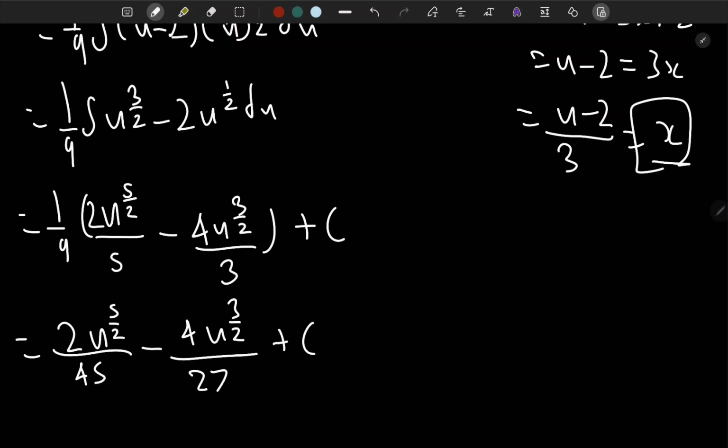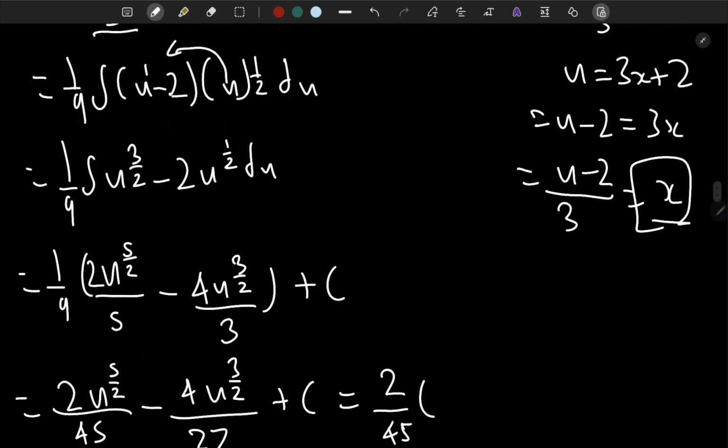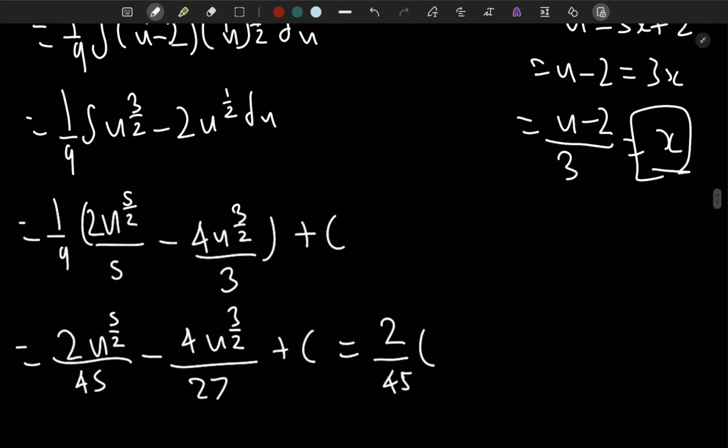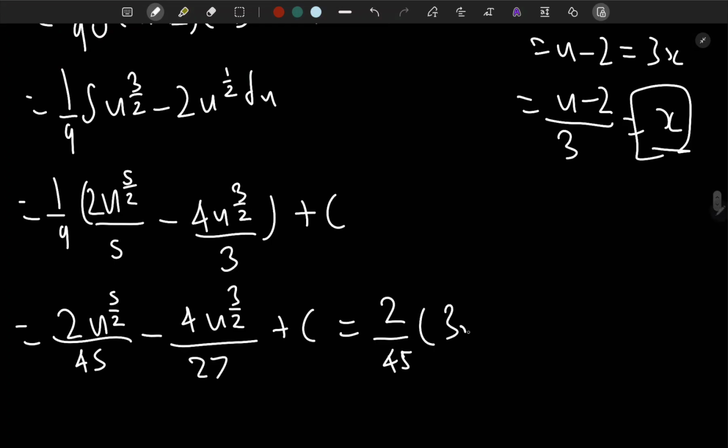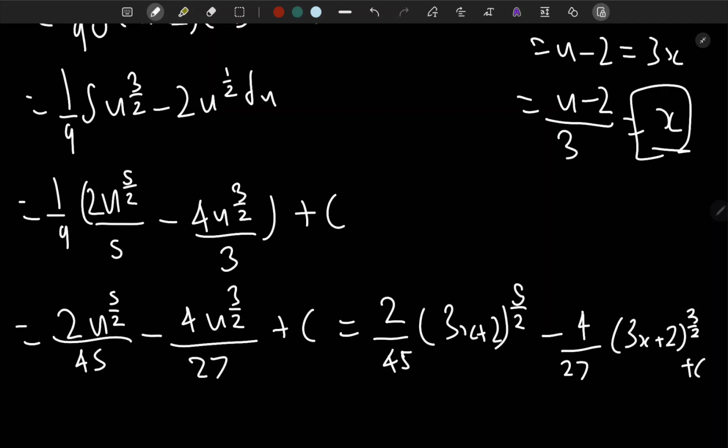And now the final step left is just substituting back what is u. So that is equal to 2 over 45, open brackets, u was, let me just scroll up, 3x plus 2. So 3x plus 2, close brackets, 5 over 2 minus 4 over 27. Again, u is 3x plus 2 to the power of 3 over 2 plus c. And that is the final answer.